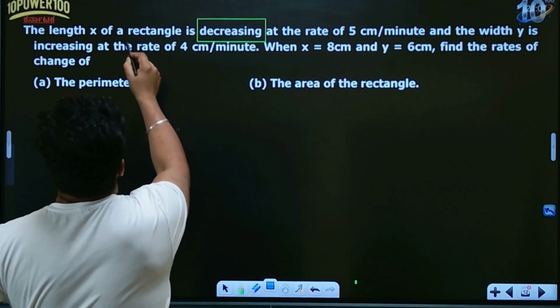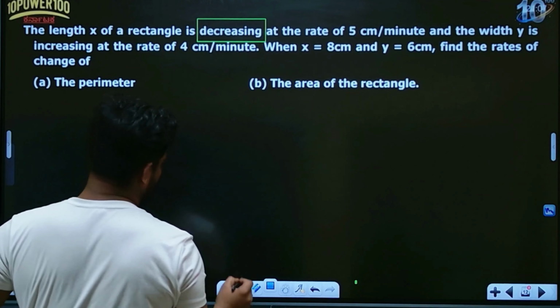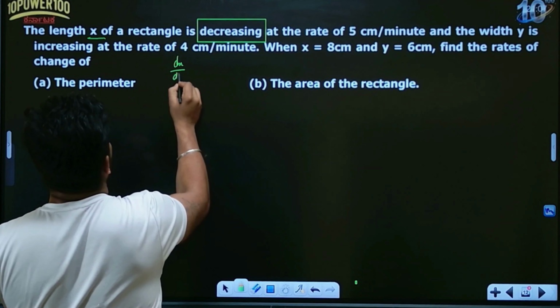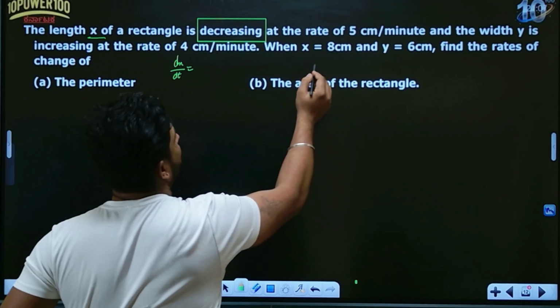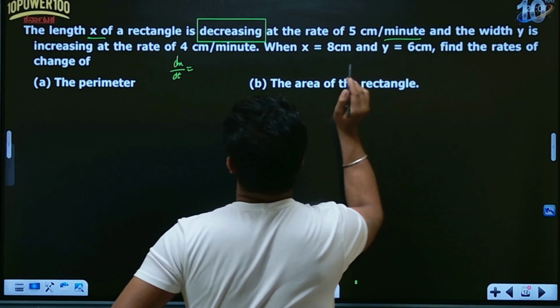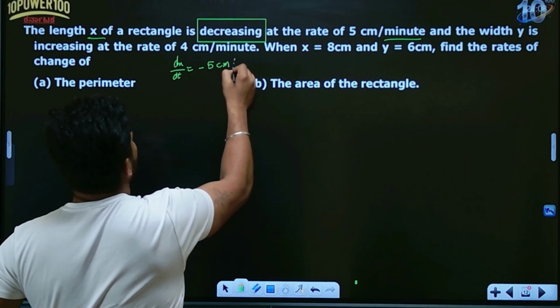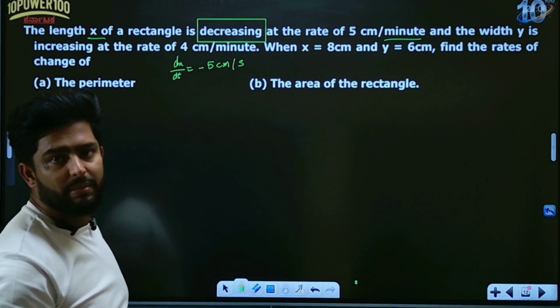Since they have length x, this length x, so I'll take dx by dt. How I got to know it is dt is because here per minute is given. That is why dx by dt is minus 5 centimeter per minute.